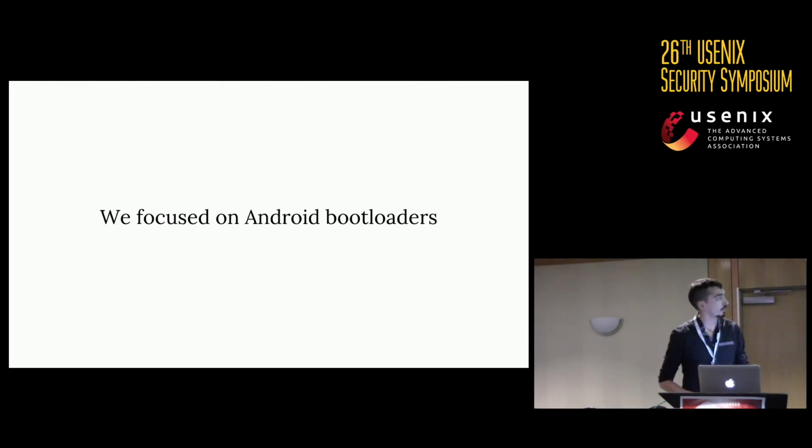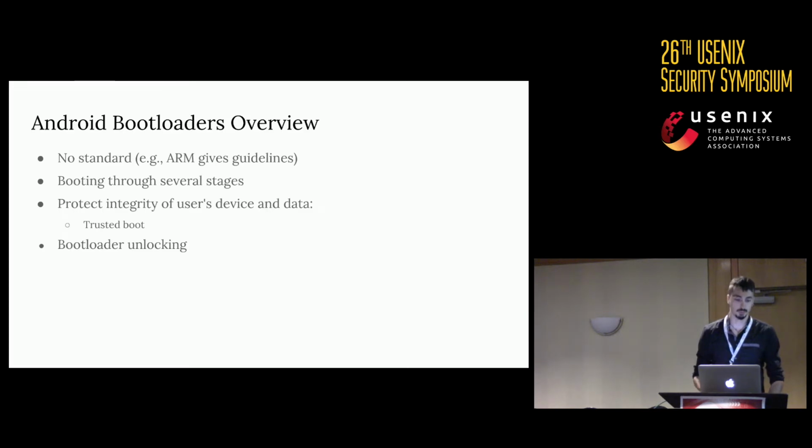In this work, we focused on Android bootloaders. So, how do they look? In Android bootloaders, there is no standard. For example, ARM just gives some guidelines, but the manufacturers can do basically whatever they want. The booting process goes through several different stages, and it protects the integrity of users' devices and data through a mechanism that is called trusted boot. Also, these bootloaders offer a mechanism which is called the bootloader unlocking, and a user can use this in order to unlock the bootloader and load a custom OS.